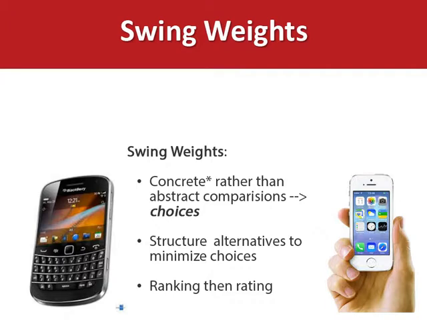In addition, when you use swing weights, you first rank the alternatives, 1, 2, 3, 4, 5, 6, in an ordinal way, and then you score. That is, you provide a rating that's consistent with your ranking. So by breaking it up, it's meant to be a slightly easier cognitive task.